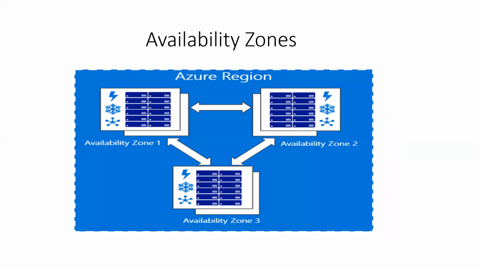Now let's talk about availability zones. So in Azure, we have different regions. The region can be East US, West US, Central India, South India, Central Korea. So in one region, we have multiple zones. Now, zones are nothing but a collection of data centers. You can have 1, 2, 3, or multiple data centers in an availability zone. So availability zone provides you resiliency if the entire data center goes down.